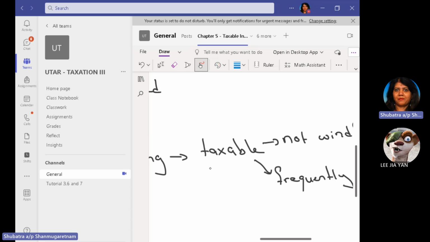Correct or not? Yeah. So the purpose the gift was given was because of the sale of the house. That's why it falls under 4F.